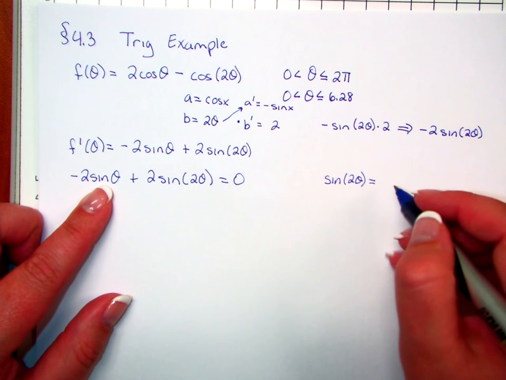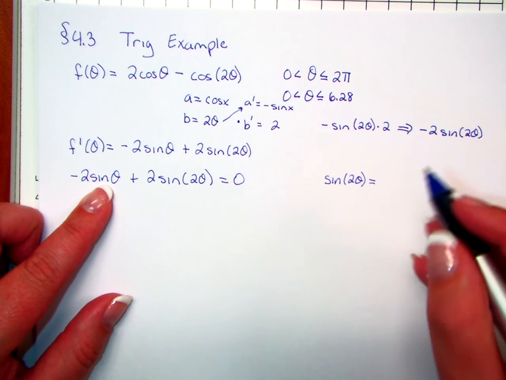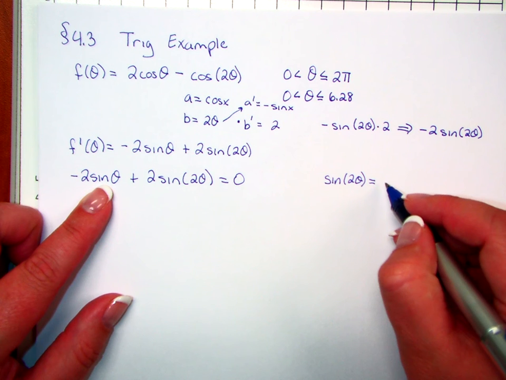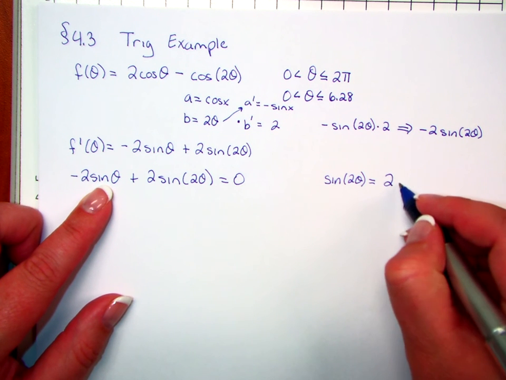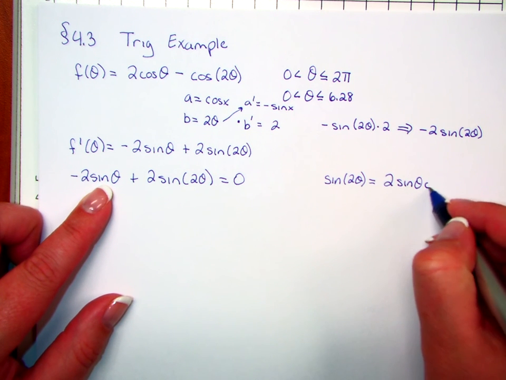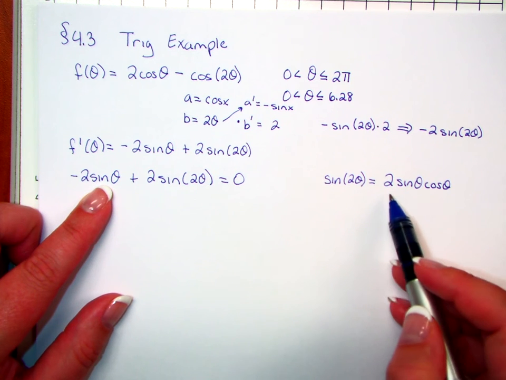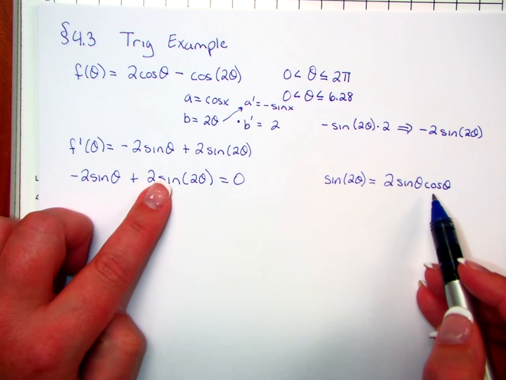It's in the cover of your book. Maybe you have it memorized. Maybe you have a cheat sheet with them all written down. You might want to grab those out. Okay, so sine of 2 theta is 2 sine theta cosine theta. So I'm going to make this replacement here.